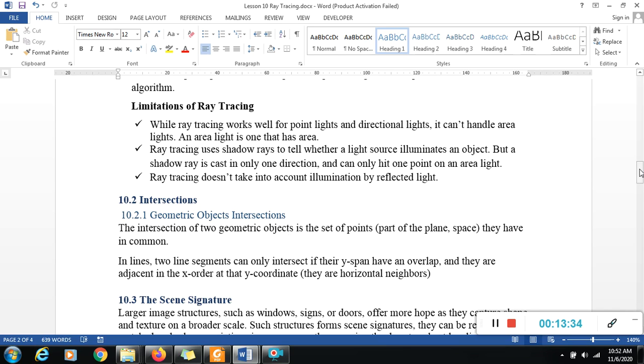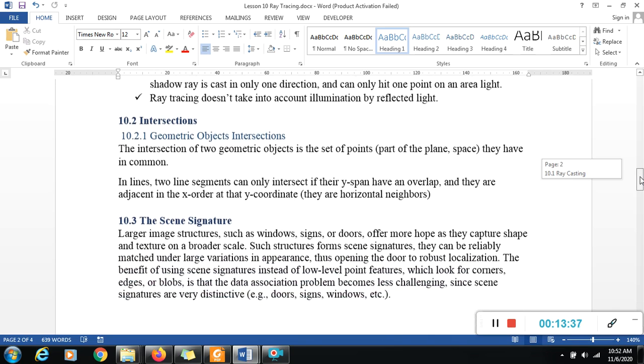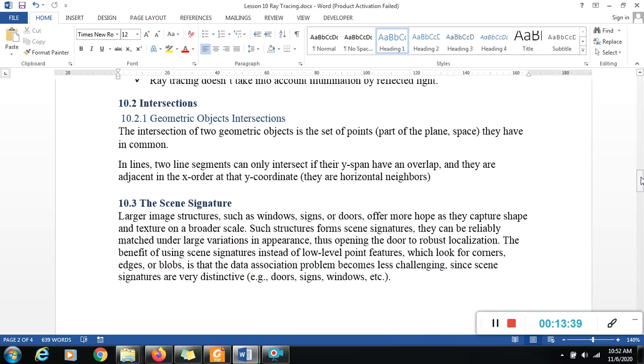We have the concept of intersections. We have two concepts here. Geometric objects intersection. The intersection of geometric objects is a set of points, part of the plane or space they have in common. When you have lines, two line segments can only intersect if their y span have an overlap and they are adjacent in the x order at that y coordinate. They are horizontal neighbors. In mathematics we talk about the y-intercept. y is equal to mx plus c. Why is the y-intercept there? Is it m? Or is m the gradient? You remember the story of the y-intercept.